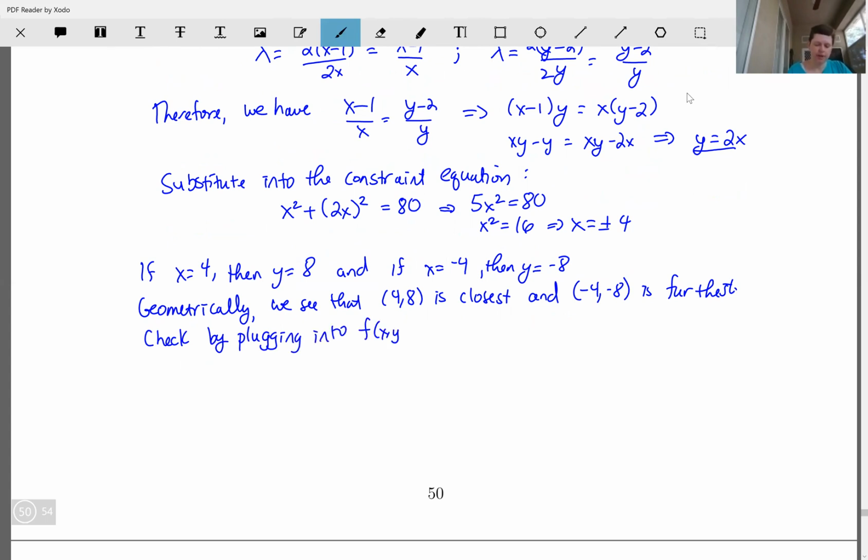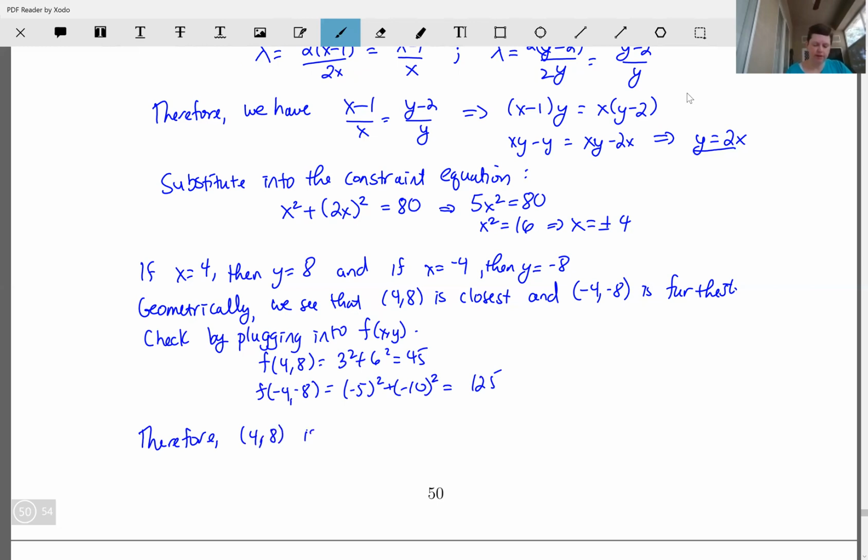So we see that f of 4, 8 is 3 squared plus 6 squared, which is 45. And f of -4, -8 is -5 squared plus -10 quantity squared, which is 125. So therefore, we get that 4, 8 is the point closest to 1, 2, and the distance between them is the square root of 45, or 3 times square root of 5.